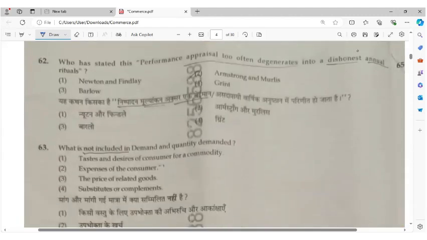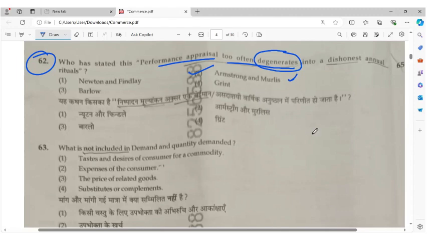The next question on your screen is question 62. Who stated that performance appraisal too often degenerates into dishonest annual rituals? We have already discussed this in our lectures, so it is very simple for those who have attended them. The second option is Armstrong and Woodley. Here the word is degenerated. You don't need to remember the whole statement, just pick the key words and connect them with who stated it. So the answer to 62 is 2.